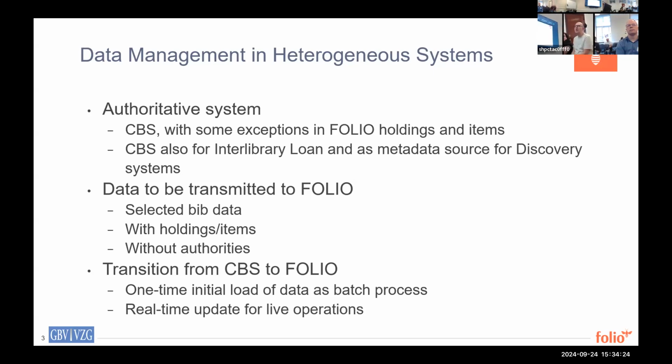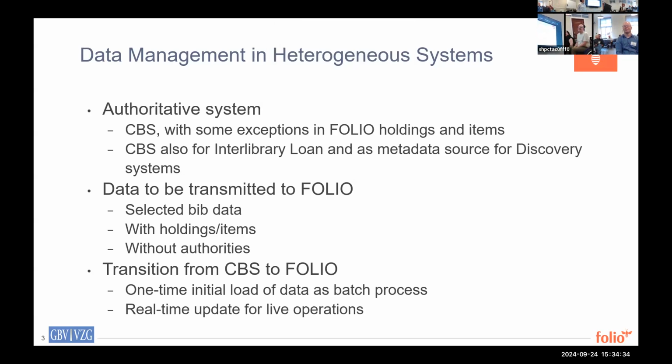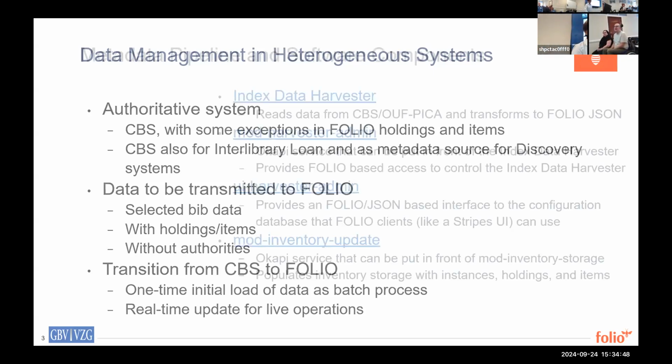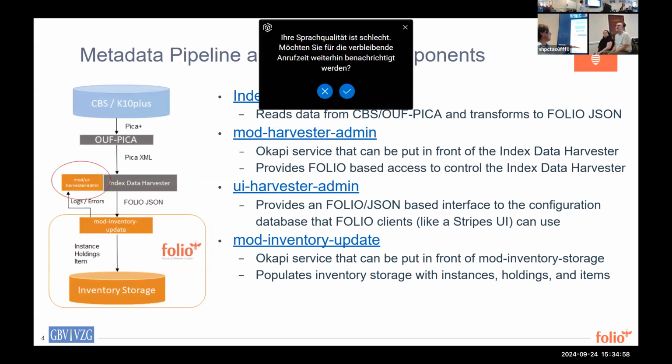To transfer the data from CBS to FOLIO, a one-time initial load takes place as a batch process, and then we have real-time updates for all live operations. We need the data for all new titles, in real time and immediately. Here you see the trip of the data from our CBS system to inventory storage.